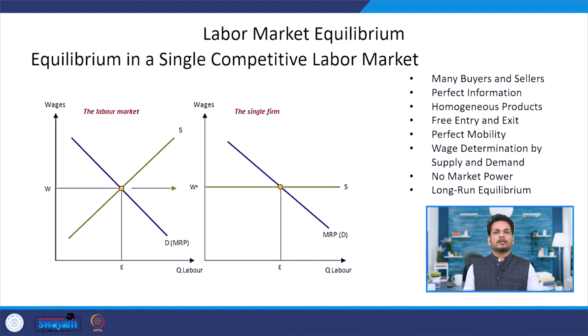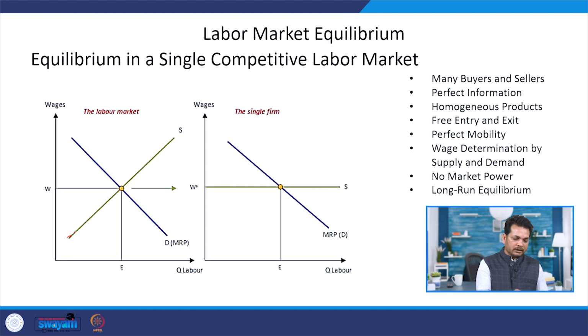Further, the wage is determined by the supply and demand for labor, and there is no market power among the workers and the farms to influence these market outcomes of wage and employment, and there is a long run equilibrium. So, these are the properties on which the competitive labor market and its economic outcomes stand. So, as we discussed, the wage and the employment are decided by the market demand and supply forces.